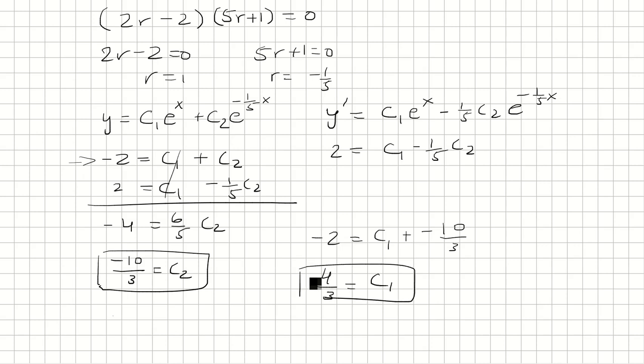Okay, now we just put it back into the equation. So C1 is 4/3, and then it's e to the x. C2 is negative 10/3, and that's going to be e to the negative 1/5 x. And that is our solution.